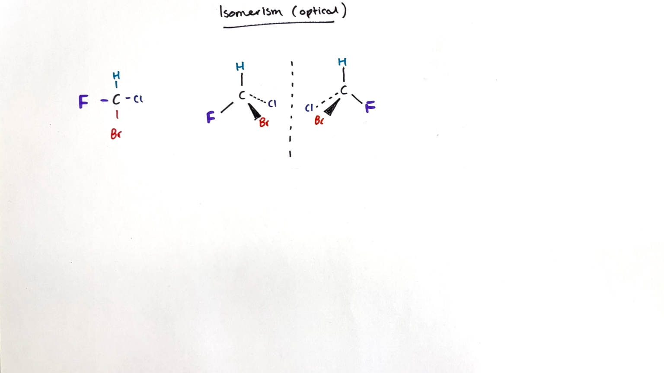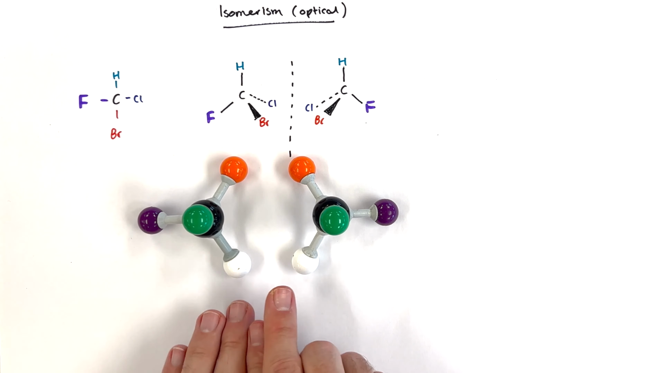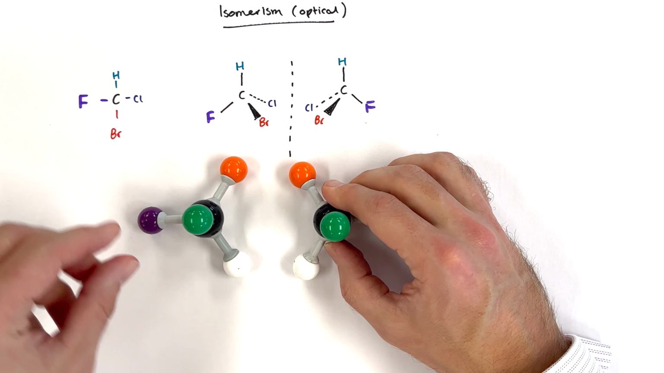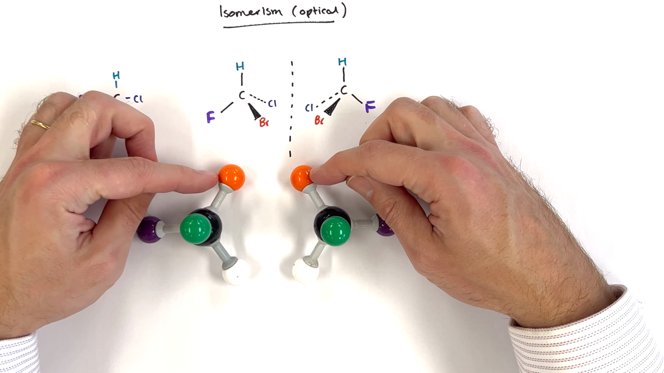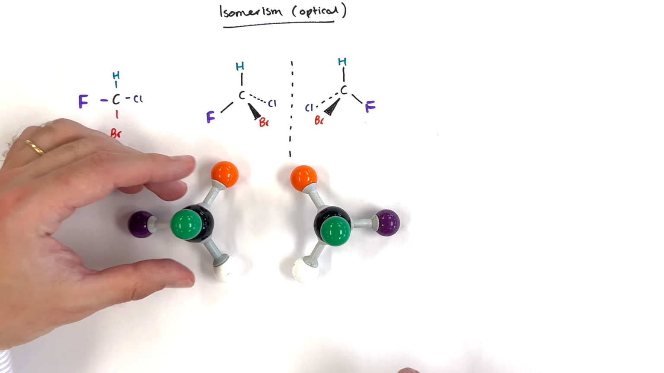Now I can show this with 2 mods. So these two are the non-superimposable mirror images. If you look at the structures, if you match them up, if you put a mirror between, this is what you would see on the opposite sides.